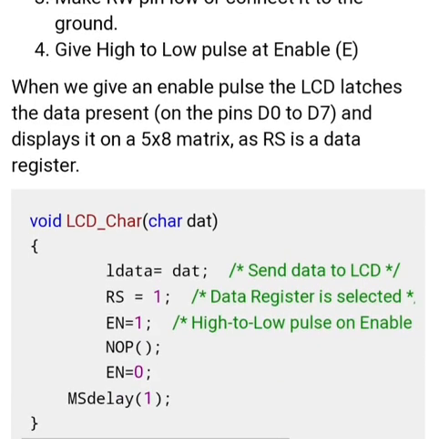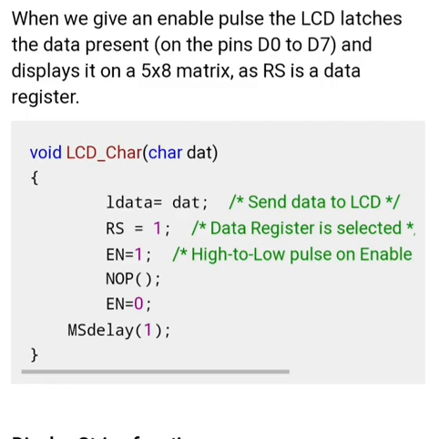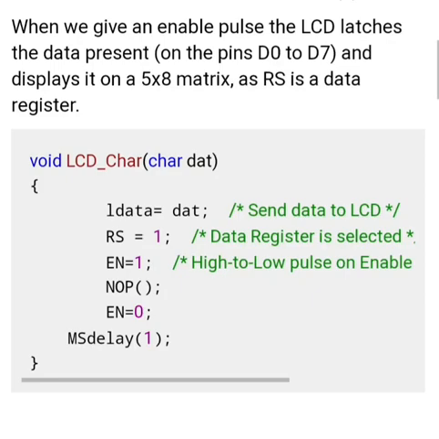Now in the data write function, first send data to the data port, second make RS pin high, so RS is 1, then make RW pin low or connect it to the ground, and give a high to low pulse at the enable. When we give an enable pulse, the LCD latches the data present on pins D0 to D7 and displays it on the 5 by 8 matrix as RS is the data register. So here is the code for the data write function.